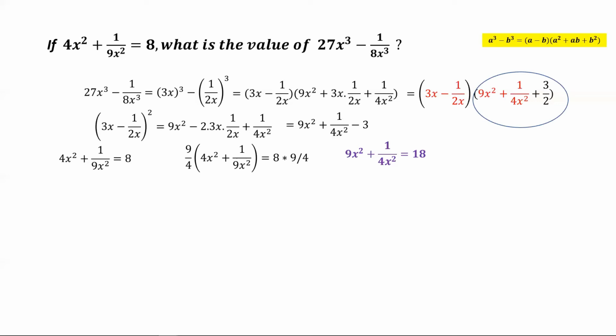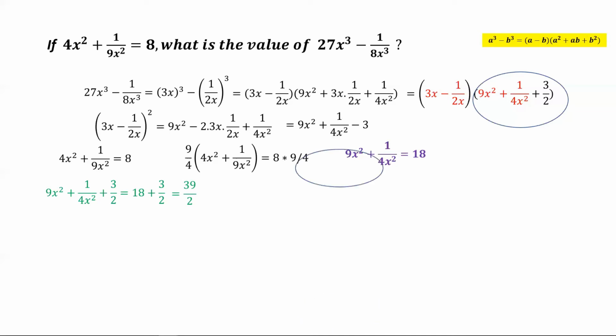We have been asked to evaluate 27x cubed minus 1 by 8x cubed, and we have already expressed it as the product of 3x minus 1 by 2x multiplied by 9x squared plus 1 by 4x squared plus 3 by 2. Since we already know 9x squared plus 1 by 4x squared is 18, we can evaluate the second term of the product. Just add 3 by 2: 18 plus 3 by 2 comes to 39 by 2.